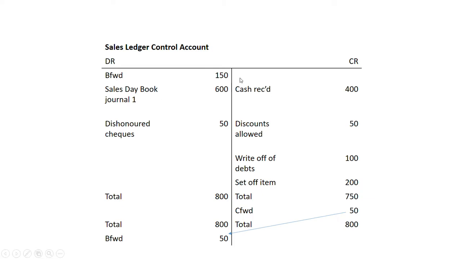I've got the brought forward balance. So this is the balance of the previous month, what was brought forward. So I'm saying that the previous month, all of our totals of our debtors in our sales ledger equals £150, whoever it is that's there.